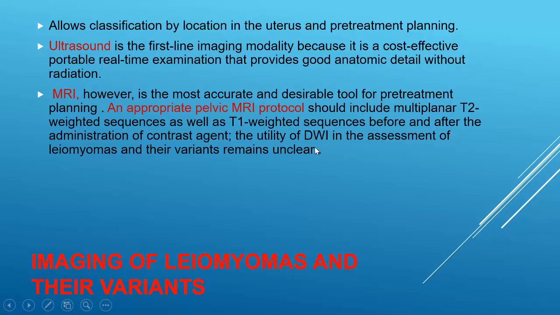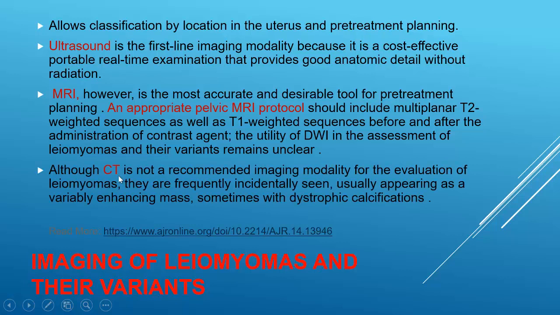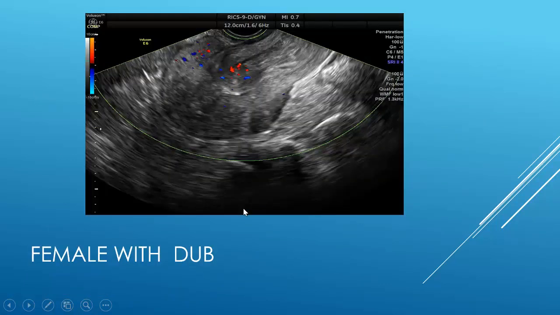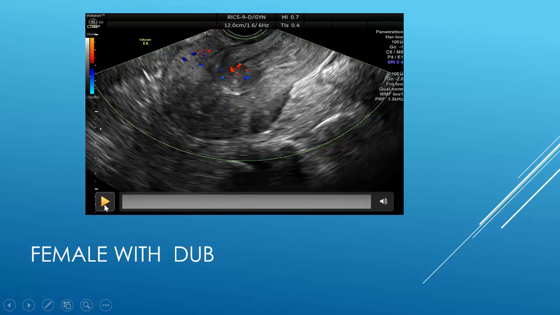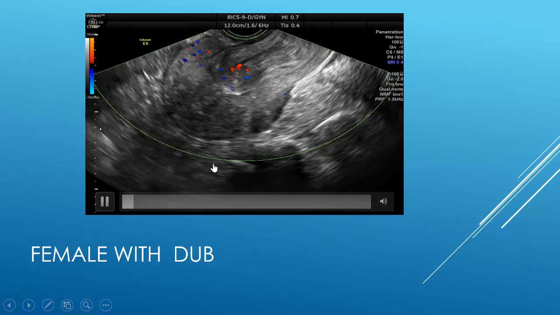Is it important to differentiate between benign and malignant entity? We will see later on in the lecture. Although CT is not contraindicated, as some say, it is not a recommended imaging modality for evaluation of leiomyomas. They are frequently incidentally seen, usually appearing as variably enhancing mass, sometimes with dystrophic calcification. Here is a female with dysfunctional uterine bleeding.